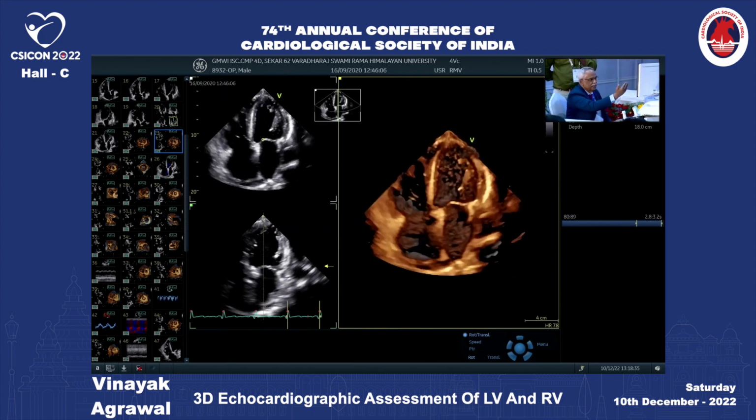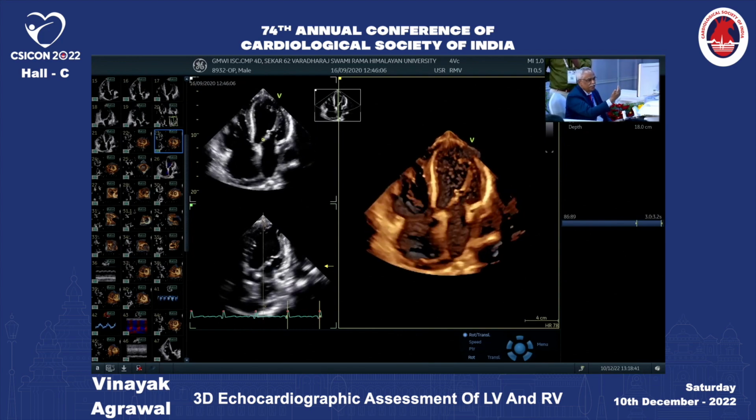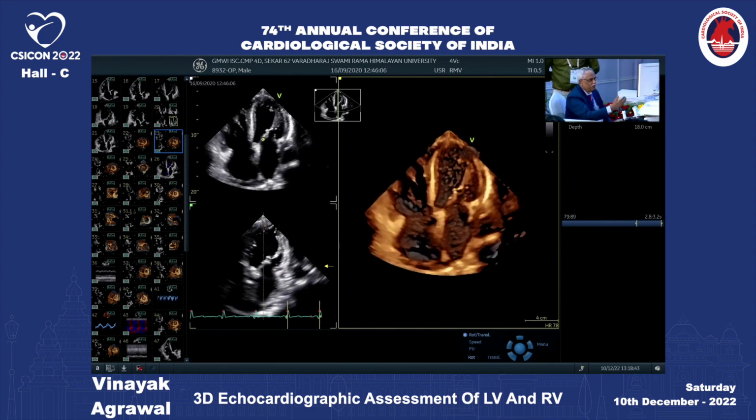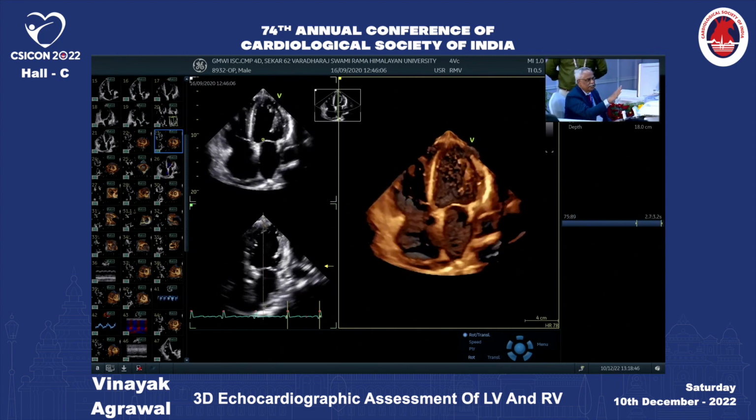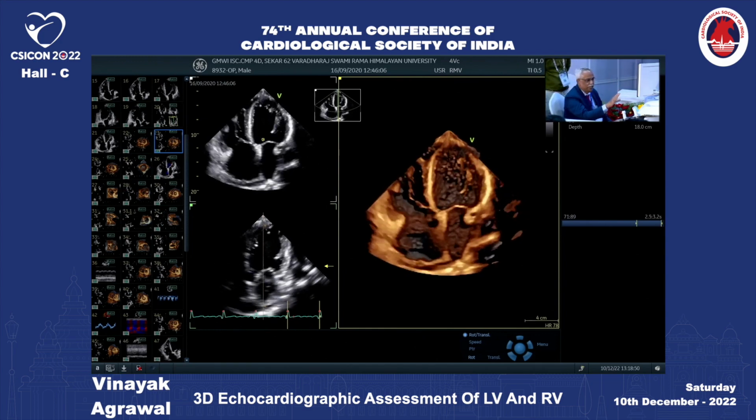Here you have removed the anterior half of the data, so we are looking at something similar to the four-chamber view. This we can obtain from the entire, complete data set.